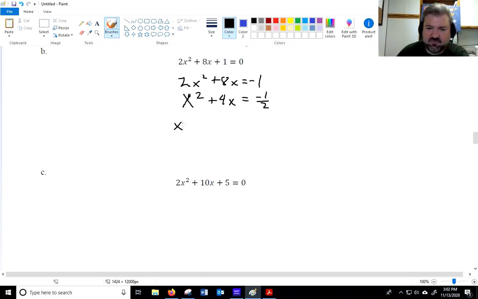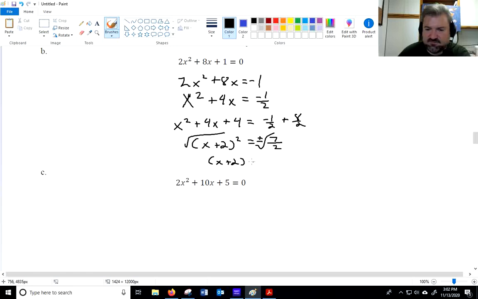Now we'll do our completing the square process. So you take half of the number in front of x, which is 2, and square it and add that to both sides. Now 4 is the same as 8 over 2. This factors as x plus 2 squared, and then this is 7 over 2. So I'll take the square root of each side, and I get x plus 2. I don't need the parentheses anymore, do I? x plus 2 equals plus or minus the square root of 7 over the square root of 2.